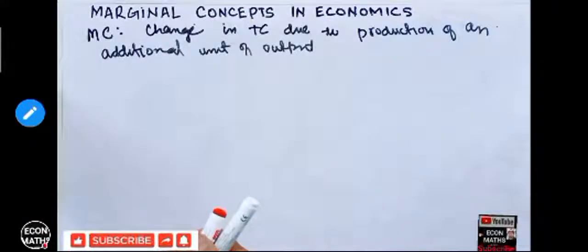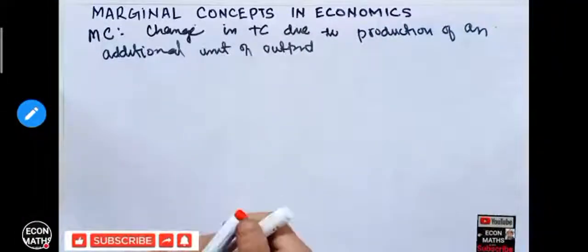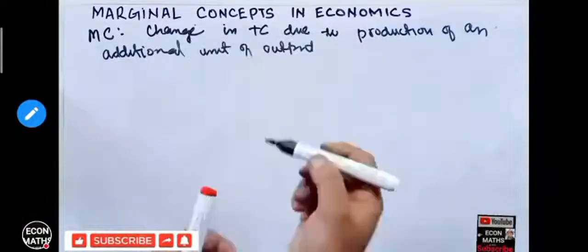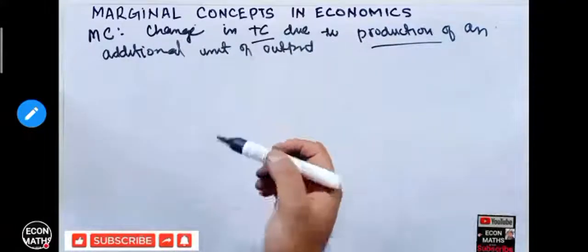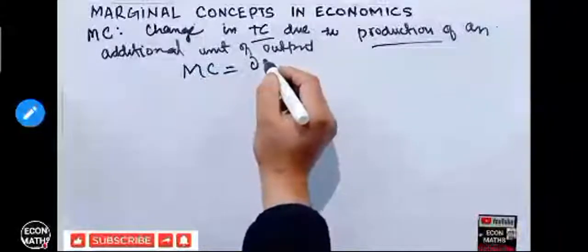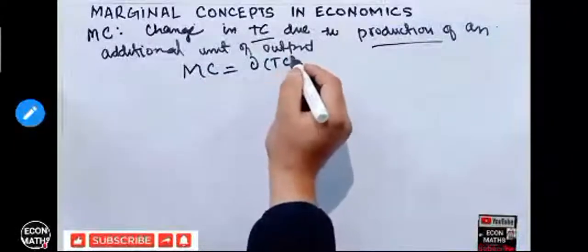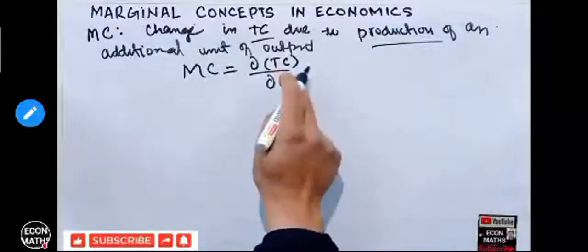Another concept that we come across in economics is the marginal cost. The marginal cost is the change in total cost due to production of an additional unit of output, and it is written as marginal cost is change in total cost due to change in output.